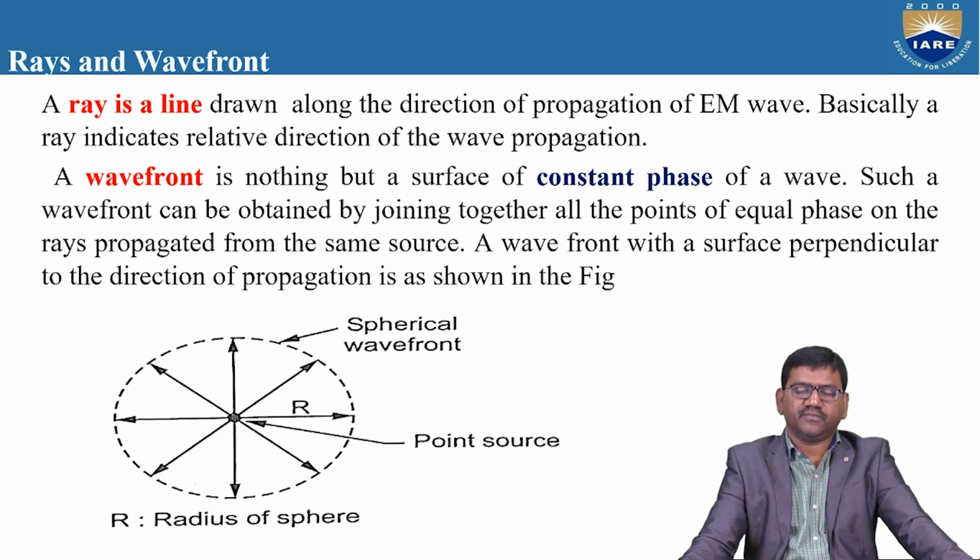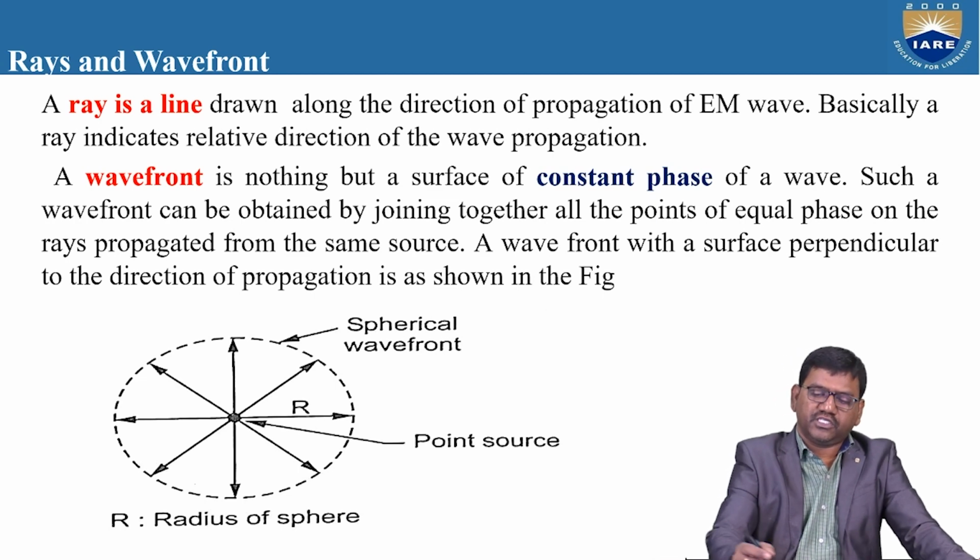A wavefront is nothing but a surface of constant phase of a wave. Such a wavefront can be obtained by joining together all the points of equal phase on the rays propagated from the same source. A wavefront with a surface perpendicular to the direction of propagation is shown in the figure.